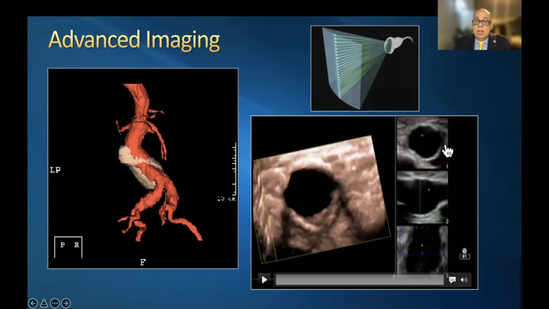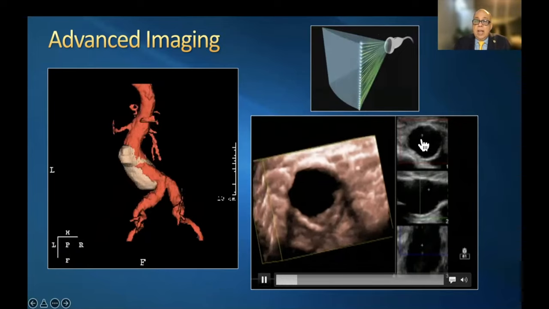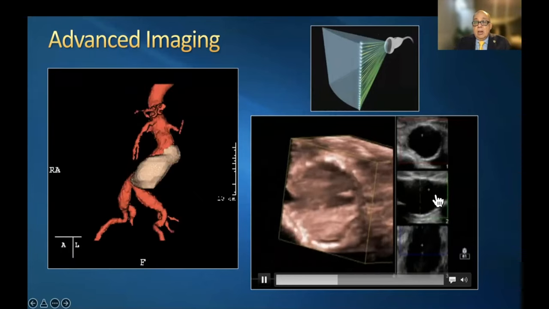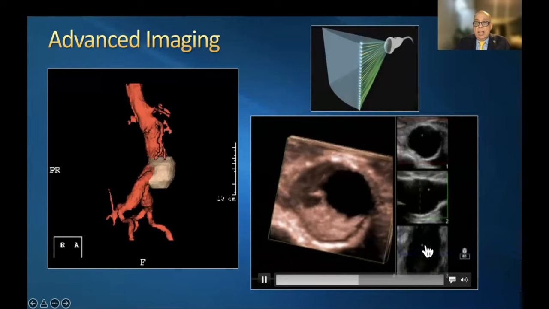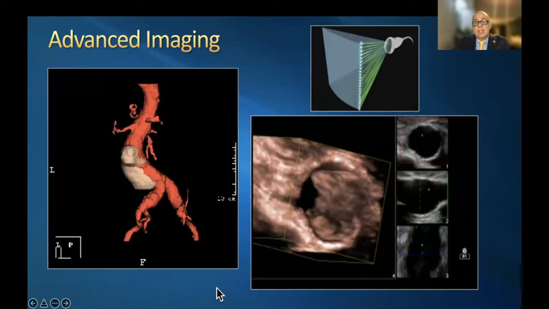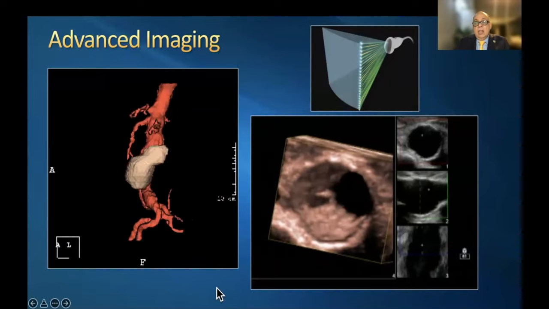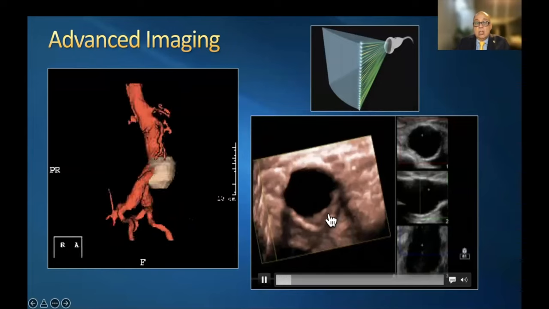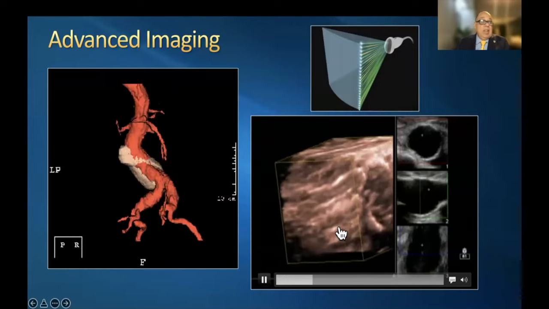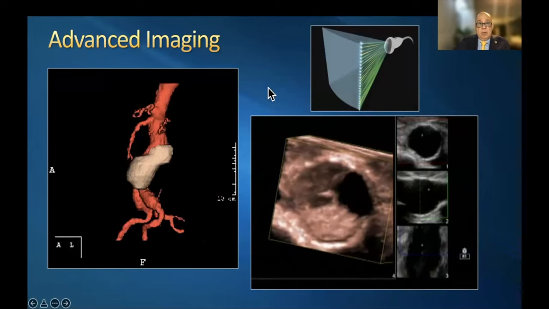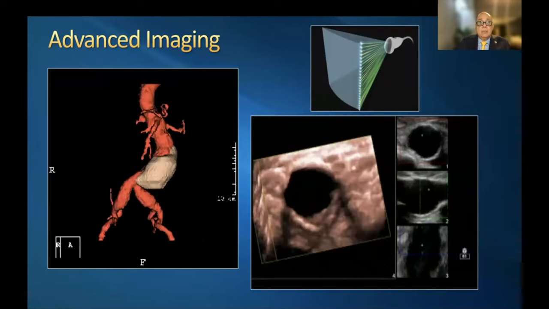We have here the coronal, the transversal, the longitudinal, and here a virtual coronal image. And then we can rotate the image, we can see the walls, not only the external, but the internal walls, the plaques, or the eventual thrombus that we can find in this patient, parietal thrombus.